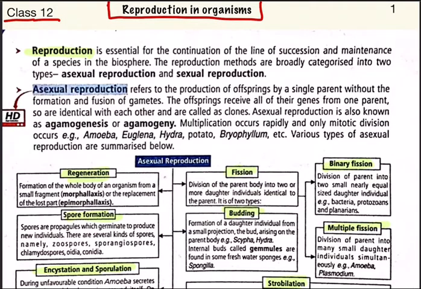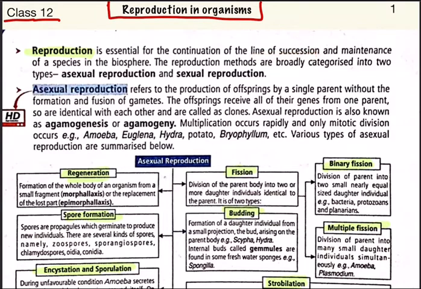And it also says that through reproduction, the genome will be transferred from one generation to another generation. So, they exhibit similar characters. So, reproduction is very essential for the continuation of line of succession and maintenance of species in the biosphere. The word maintenance is very important, and so is line of succession.